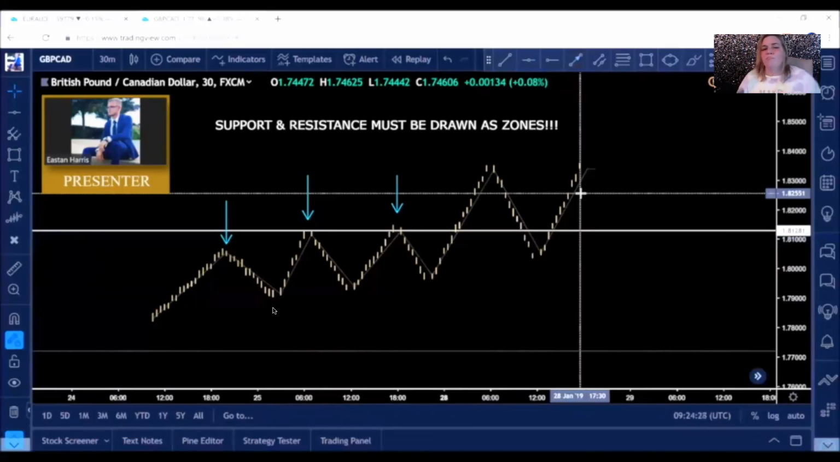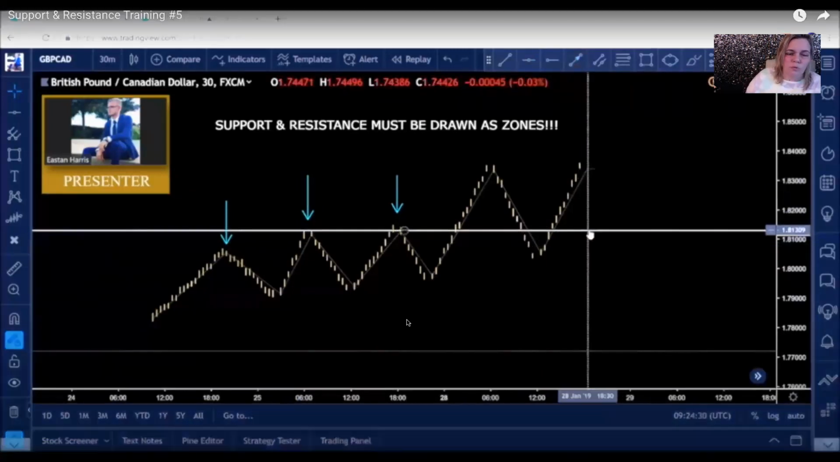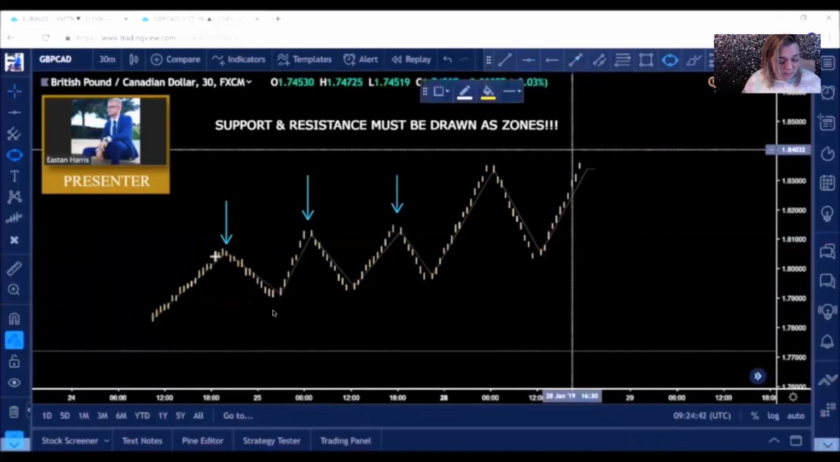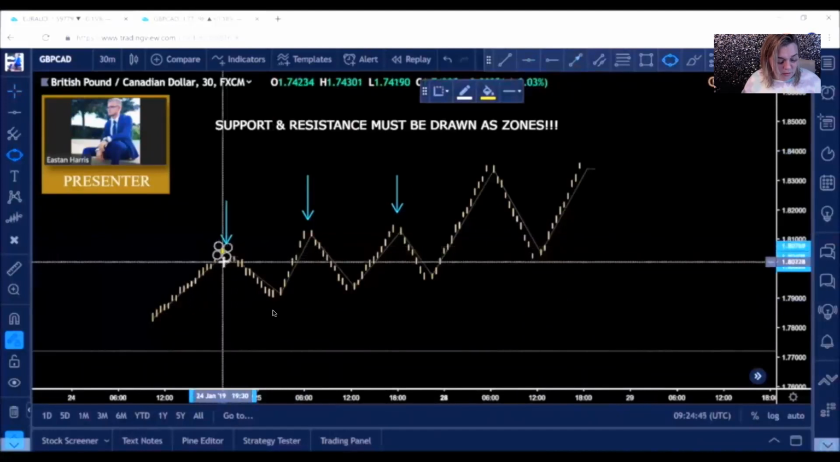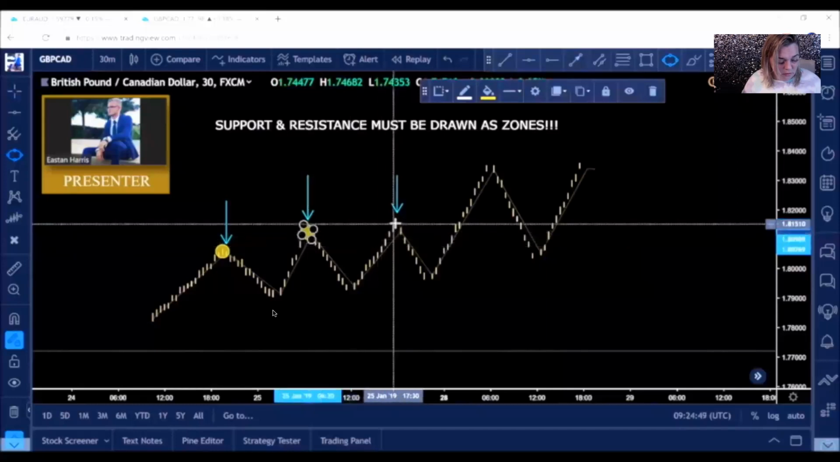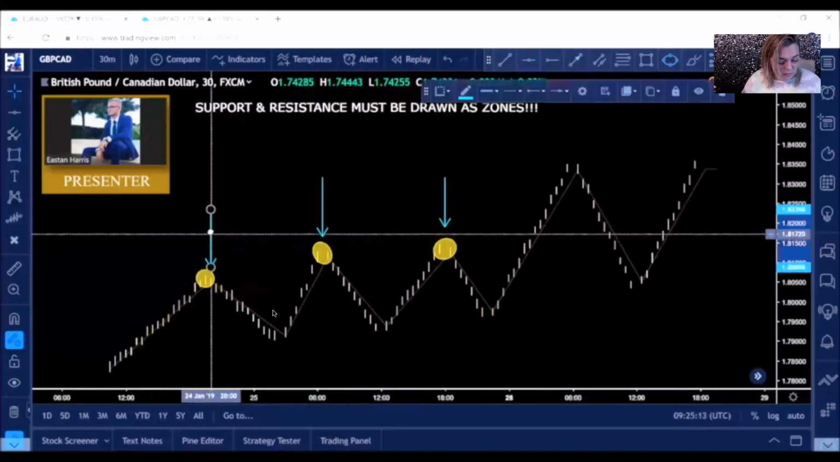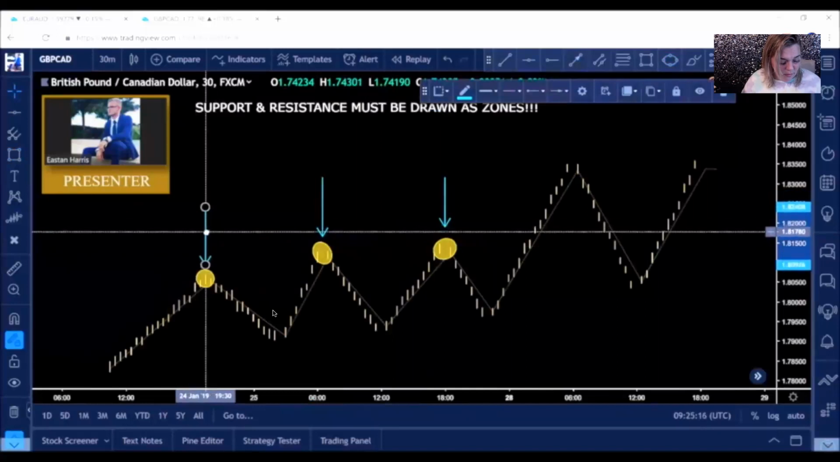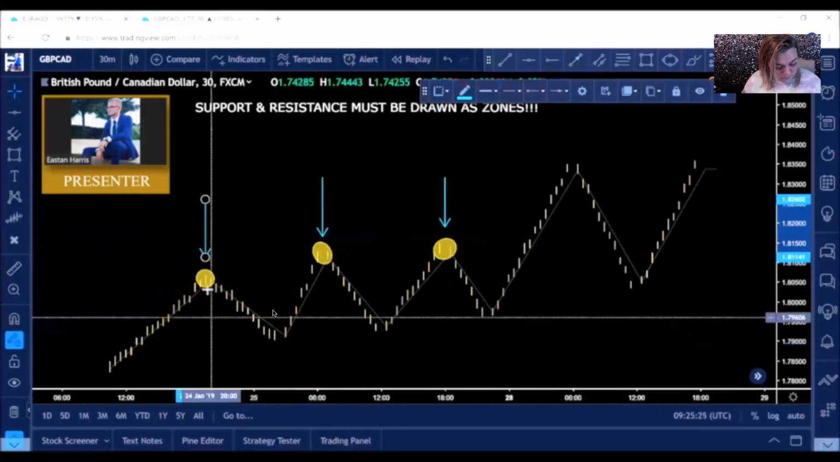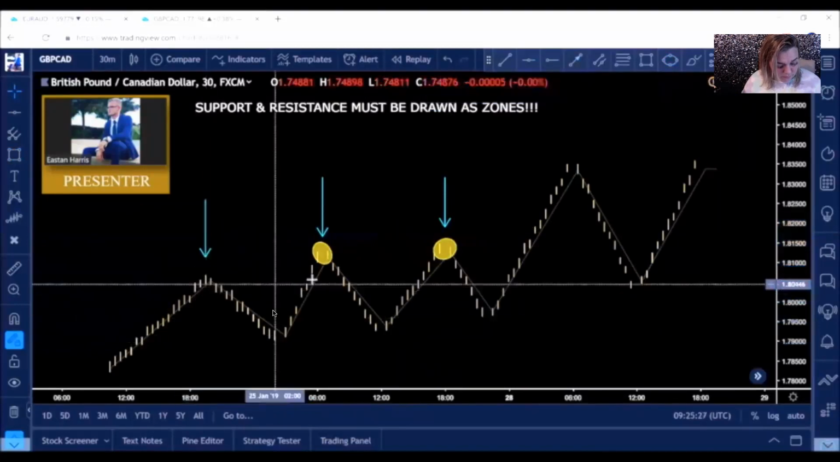Now, these are meant to be drawn as zones. Okay, so to avoid things like this getting faked out by the market, you have to draw your support and resistances as zones. So if we are looking at these peaks here, and we want to draw our resistance zone, we're going to start at the very edge of where this reaction originated from. So I'll move this so you guys can see clearly.